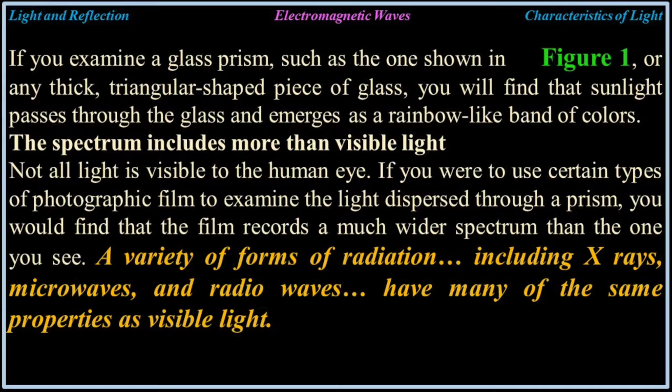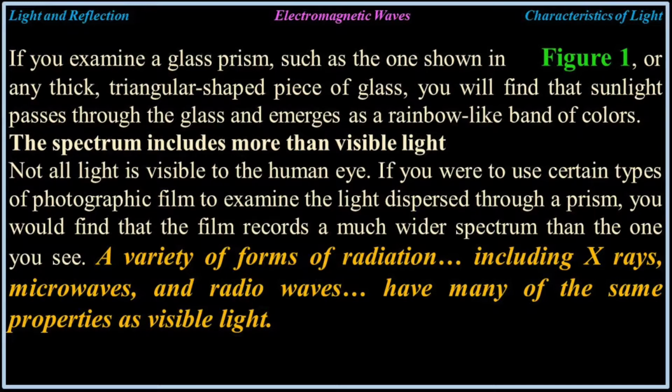If you examine a glass prism, such as the one shown in Figure 1, or any thick triangular shaped piece of glass, you will find the sunlight passes through the glass and emerges as a rainbow-like band of colors. The spectrum includes more than visible light. Not all light is visible to the human eye. If you were to use certain types of photographic film to examine the light dispersed through a prism, you would find that the film records a much wider spectrum than the one you see.